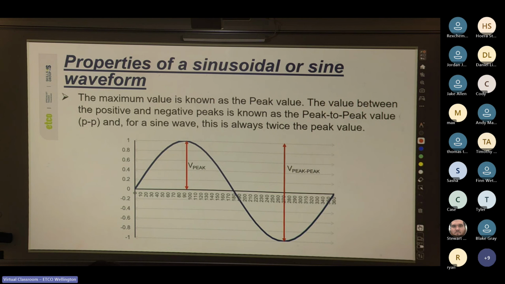Cool. So as I was saying, the maximum value is known as the peak value. So voltage peak, which is from 0 to the top of the sine wave. The value between the positive and negative peaks is known as the peak to peak value, P to P. And for a sine wave, this is always twice the peak value. So some examples.